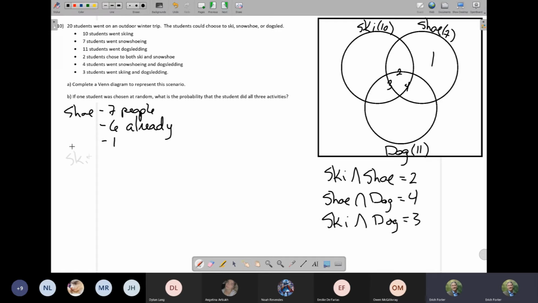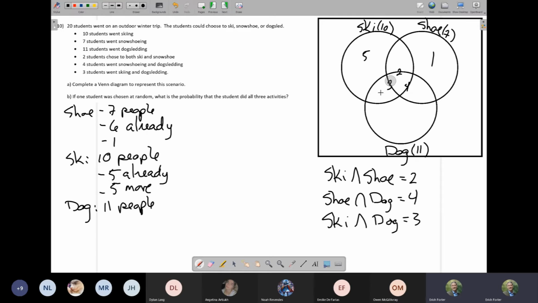So let's look at skiing. I know I need to have 10 people. If I look at the area, I've got 2 and 3 that are guaranteed to be in the skiing area. That means I've got 5 already. That means I need to add 5 more. So I'll put 5 more in there. Finally, dog sledding, same approach. I need to have 11 people. Right now, I've got 3 and 4 people. I have 7 people. Therefore, I need to add 4 more.